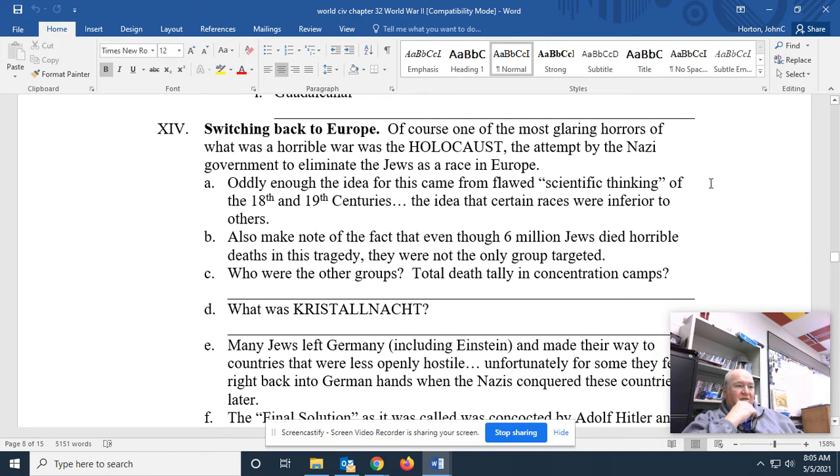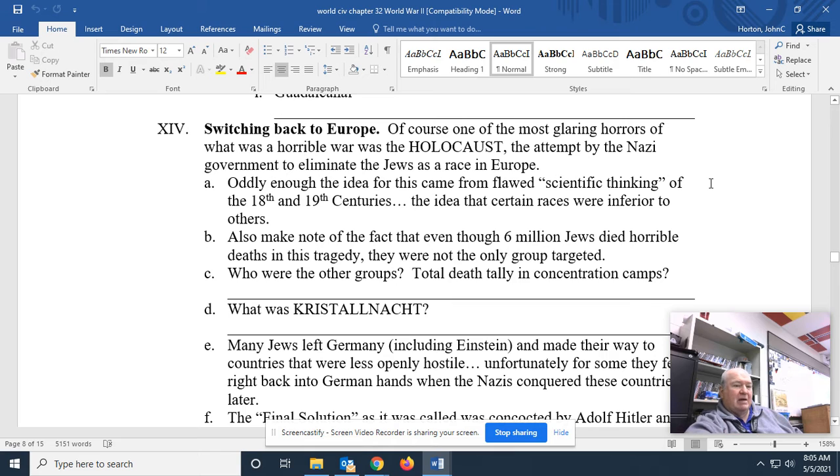So, also make note of the fact that even though 6 million Jews died horrible deaths in this tragedy, once again, they were not the only groups targeted. Who were the other groups? Just went over them. Total death tally concentration camps, I've seen everything from 8 million to 16 million. The Nazis kept records, actually very thorough records. When I was in Auschwitz, there were walls and walls of the victims' pictures, with their full dossier. They would have who they were, what their age was, where they're from, and just before they killed them. Interesting.